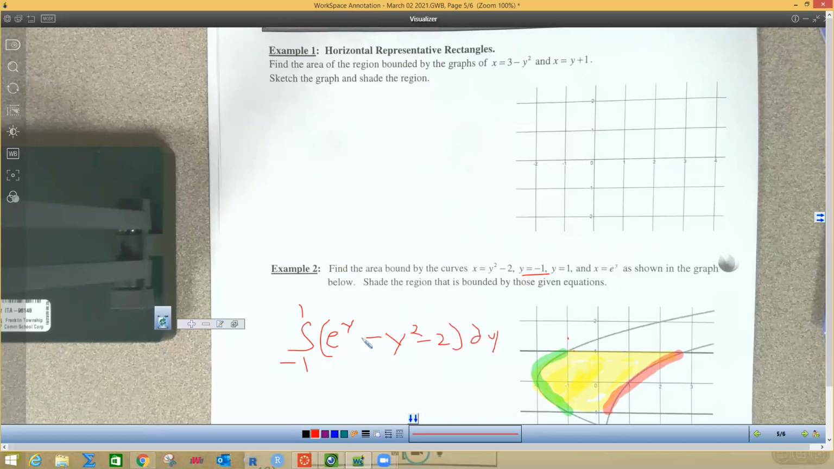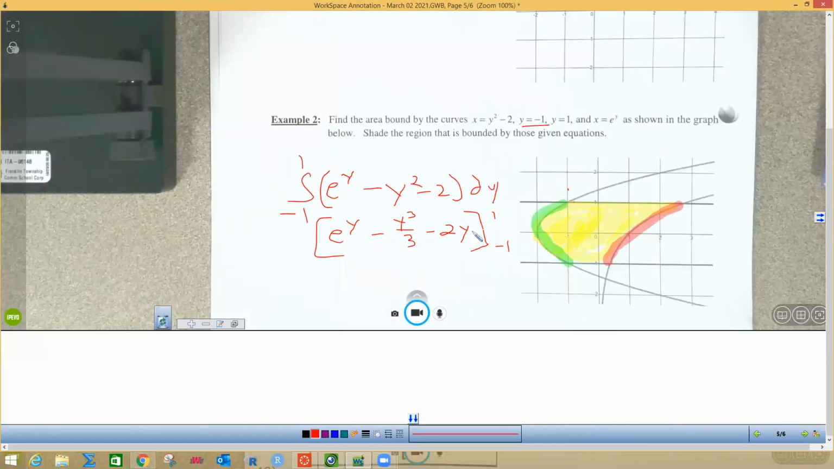So I'm going to do the integral of this. The integral of e to the y is e to the y. The integral of negative y squared is negative y cubed over 3. And negative 2y is the integral of 2. And lower bound negative 1 to 1. So then I'm going to plug 1 in first. So I get e to the first minus 1 cubed over 3 minus 2 times 1, and minus, and I got to plug negatives in there. So this is e to the negative 1 minus negative 1 cubed over 3 minus 2 times negative 1.